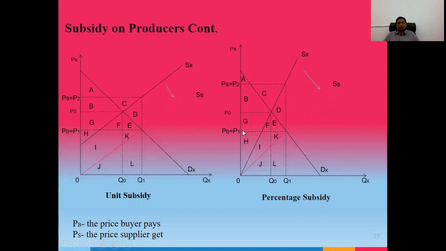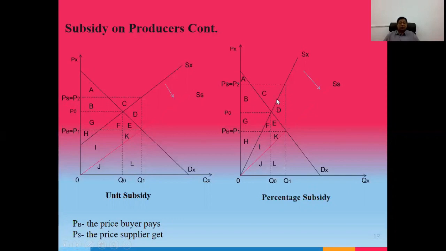Now, consumer surplus is given by the area of A, B, G, F, E. Producer surplus is given by the area of H, G, P, C. Then the increase in producer surplus is given by the area of B plus C. Increase in consumer surplus is given by the area of G, F, E. Then again, the deadweight loss of this subsidy program is given by the area of D.